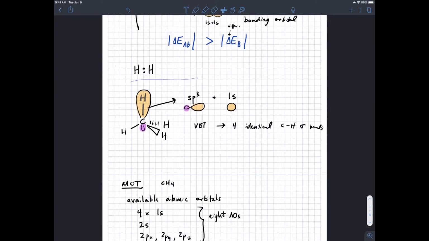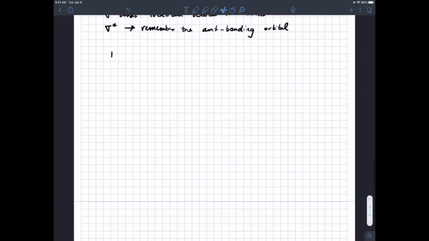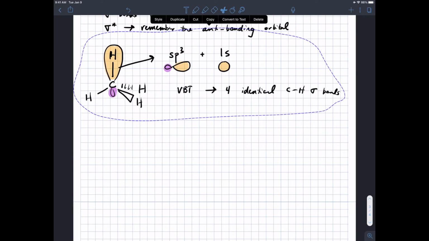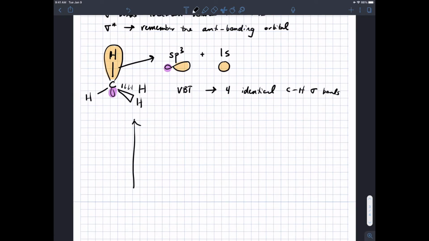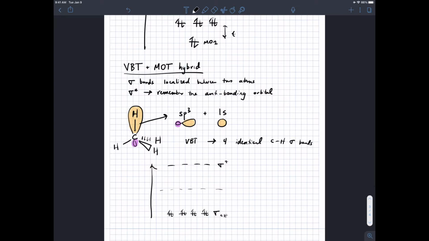It will be fine for us to draw a pretend energy diagram for methane where we say, here's your break-even point, you have 4 identical sigma bonding orbitals, and you have 4 identical sigma star antibonding orbitals, and the bonding ones are filled with electrons. Even though we know that doesn't reflect a measurement you can make, that's going to be okay for us for the most part, right?